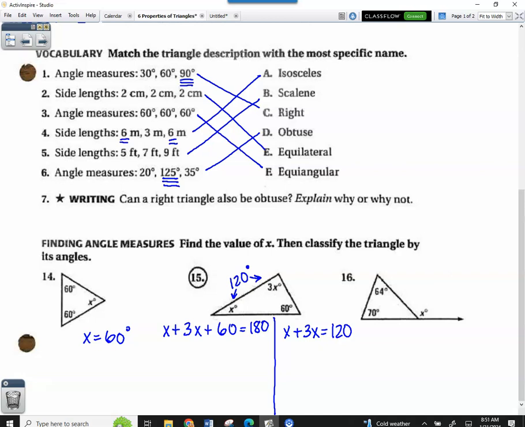In fact, if you notice right here, if I just took this 60 and subtracted it off, I would end up with the exact equation I have over there. So the subtraction method basically cuts out that first step. Let's see, 120 divided by 4, what'd you get? 30?